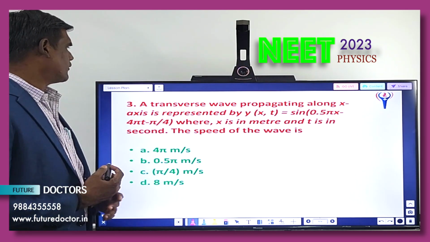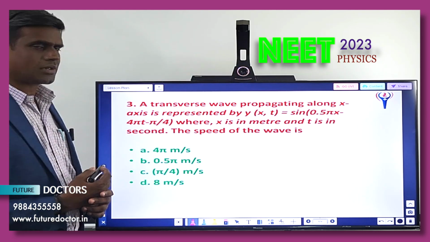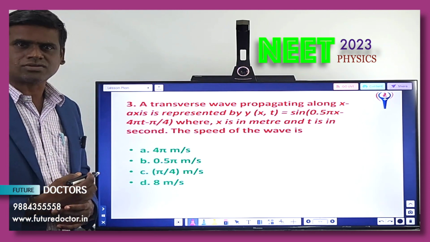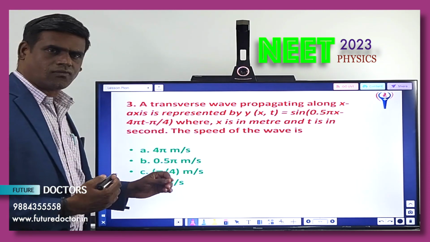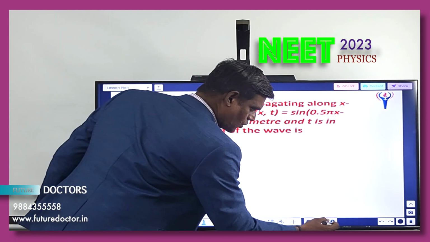Here, for the speed of the wave from this equation of motion, the equation y of x comma t, from that you should know the relationship for the speed, velocity v or speed. By knowing the formula, you will derive the solution for this question. Let's move to question number 4.